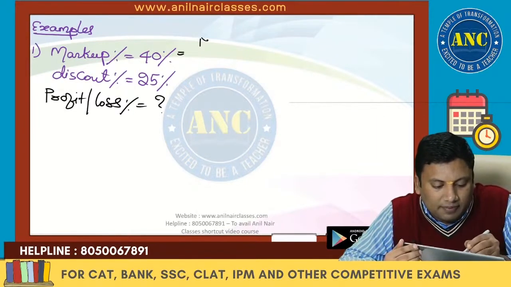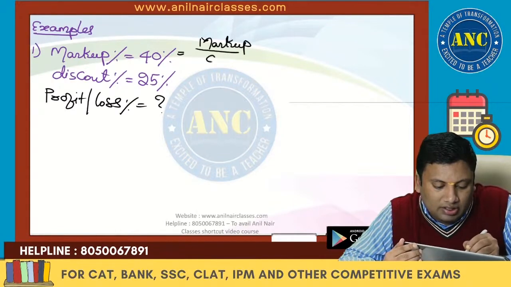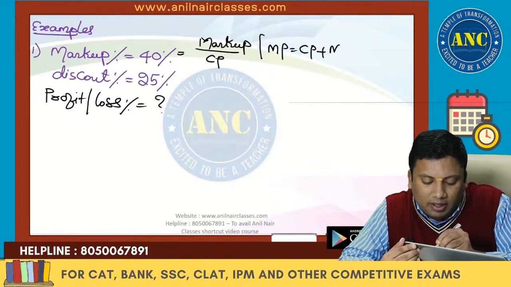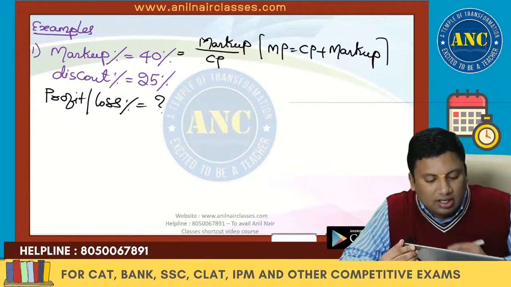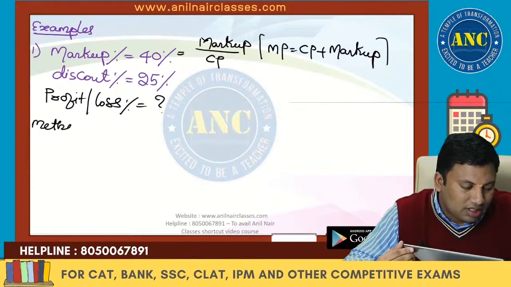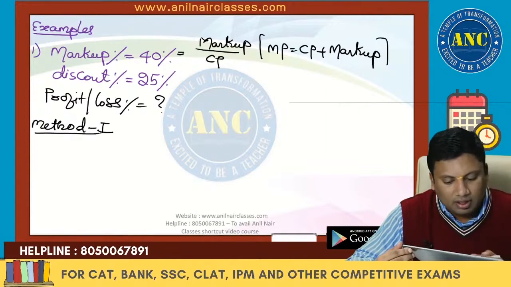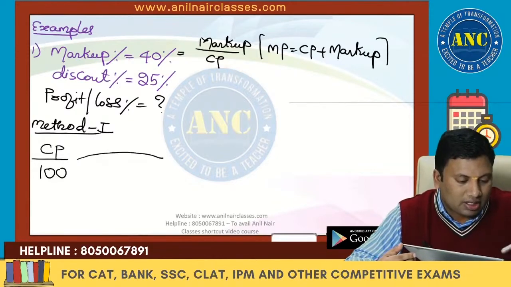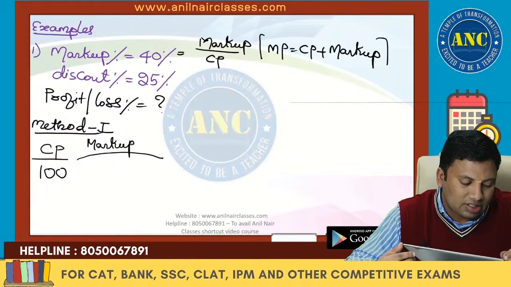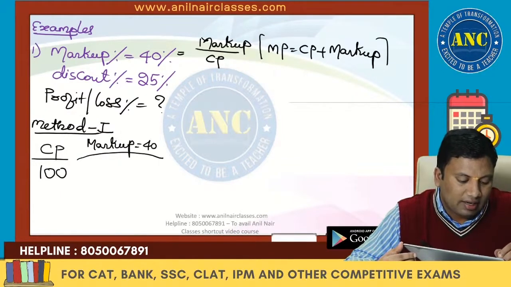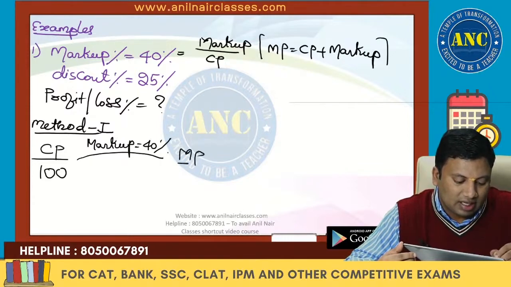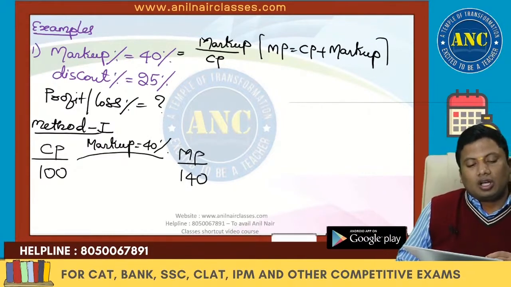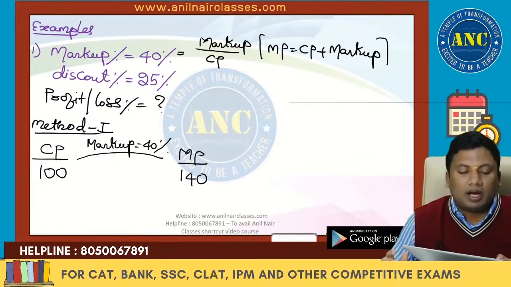Markup is nothing but markup upon cost price. We already discussed that MP is nothing but CP plus markup. Method 1. How generally students will solve. First I went into a shop and bought a product at 100 rupees. There is no label on the product, so I created my own company label, adding 40 rupees more. So market price is 140. Cost price is 100, markup is 40, market price is 140.